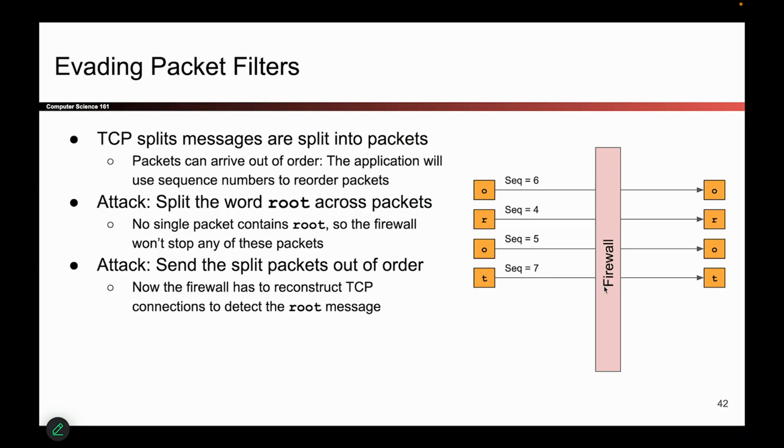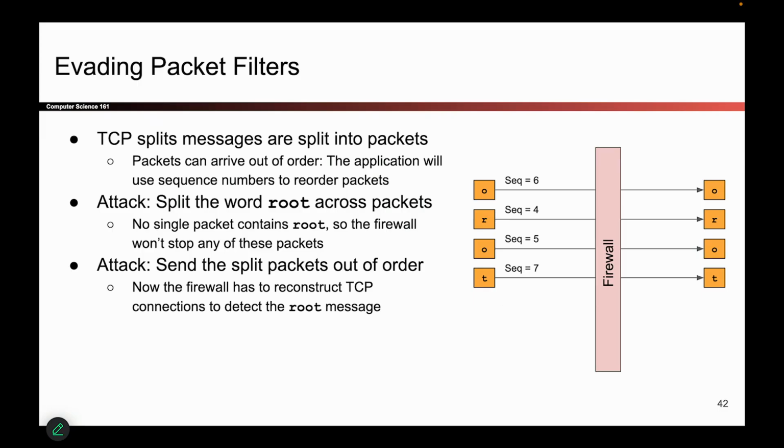So if the firewall is trying to keep track of what it's seen so far and it's not thinking about rearranging packets, it might think that we're trying to send O-R-O-T. Well, that's not root, so the firewall allows it. But once it reaches the destination, the destination notices that these are out of order and reassembles them by putting them in sequence number order. And once again, you get R-O-O-T, and the attacker has evaded the firewall.